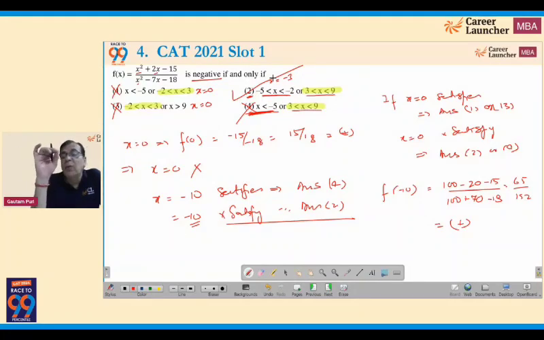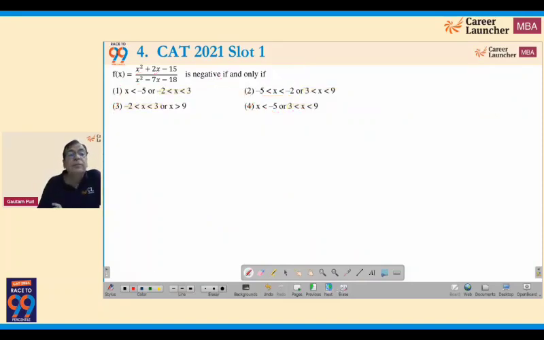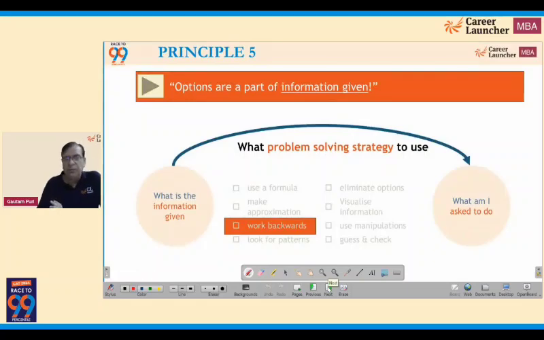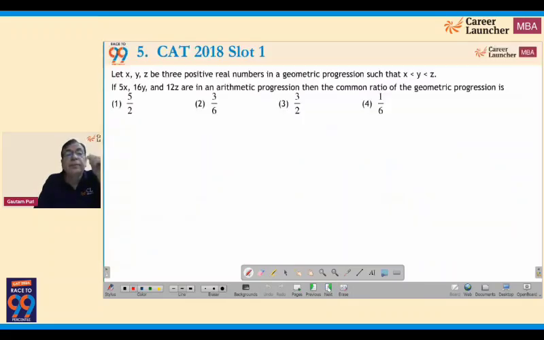Inequalities, etc. These kind of questions are verified. They should not be solved. Verification takes less time, and hence it is a preferred method. Very, very important. Options are part of the information. This is what I said earlier also. If you are not reading the options, you are wasting your time.